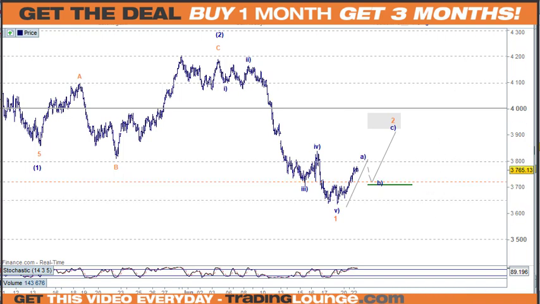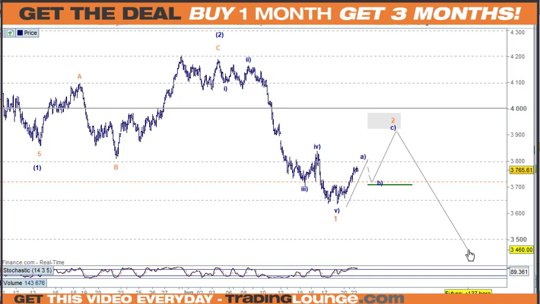Now, the thing with this is that I'm kind of expecting it to come down anyway, but when it comes down, for me, it will be more on an angle, and that will help confirm where I'm thinking.